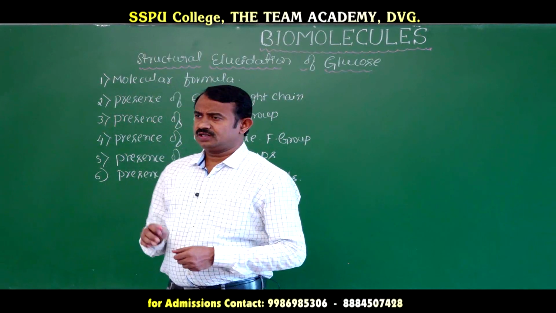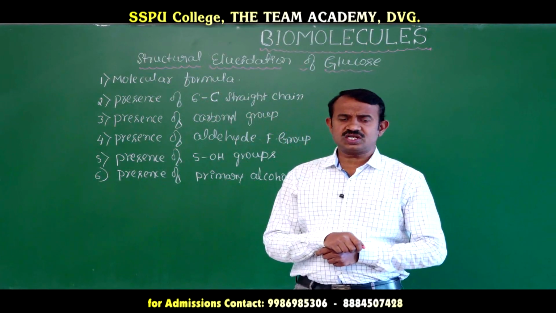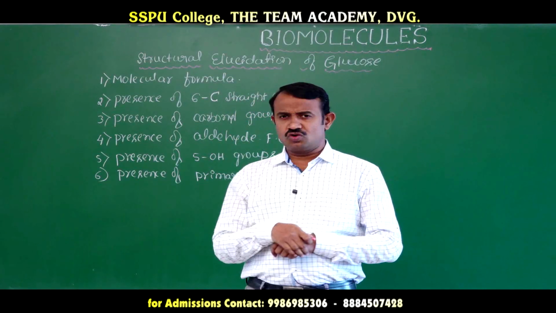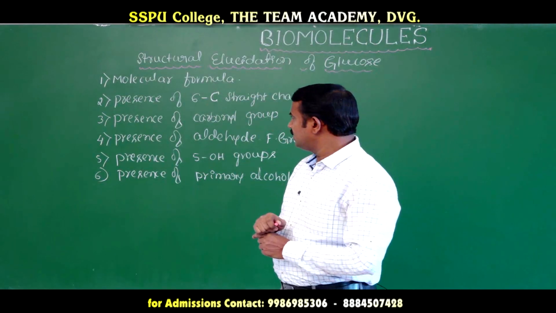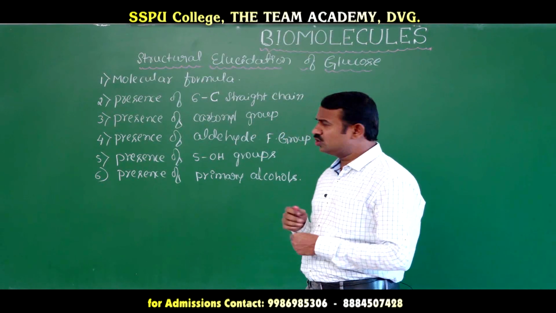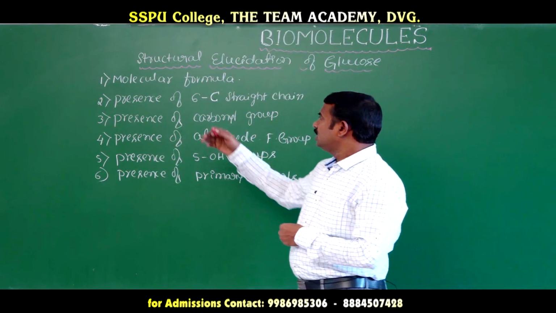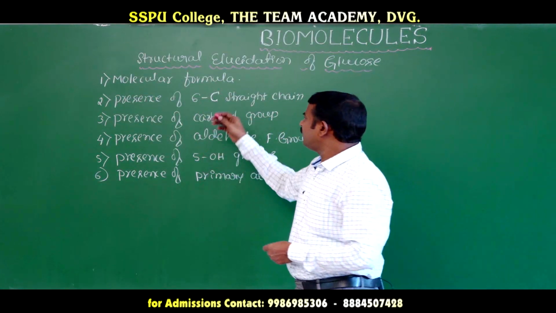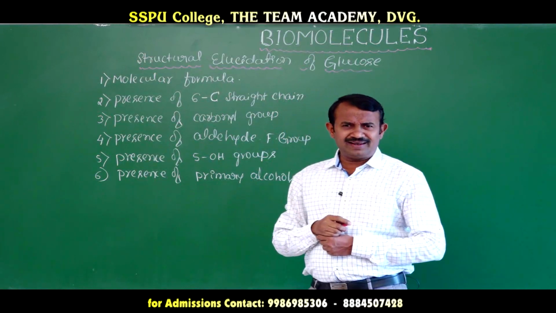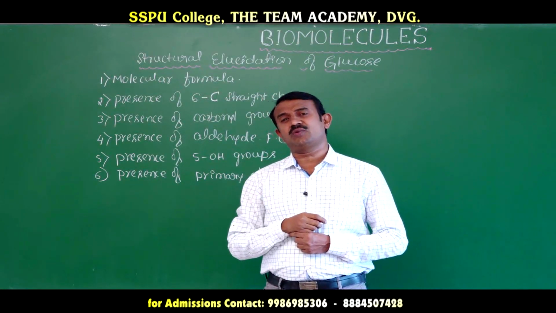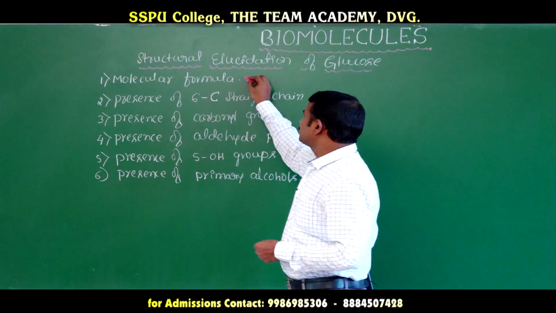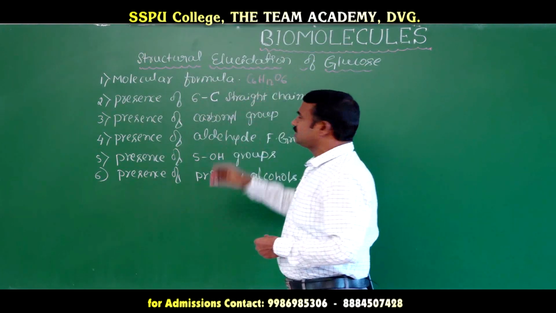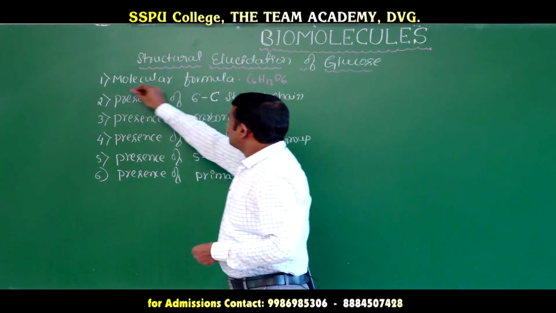Hi students, in the previous class we discussed the structural elucidation of glucose. Structural elucidation of glucose means that, given an unknown compound, we have to find out how the unknown compound is converted to a known compound. The first point is the molecular formula. The molecular formula of glucose, from elemental analysis and molecular weight determination, we found out is C6H12O6.